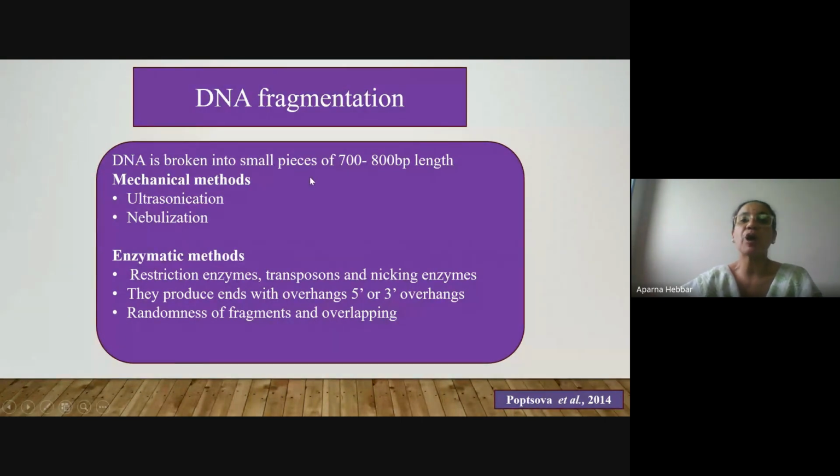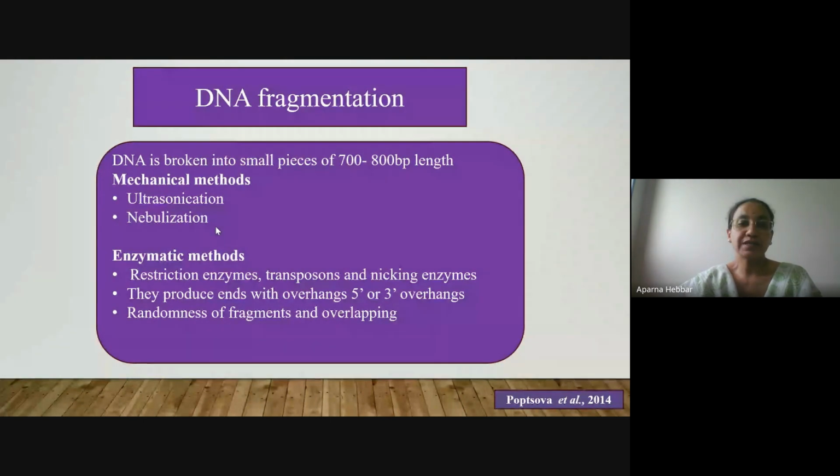Then coming to the first step, that is DNA fragmentation. DNA is broken into small pieces of around 700 to 800 base pairs in length. There are two breaking methods: mechanical and enzymatic. Two mechanical methods are involved: ultrasonication and nebulization. In ultrasonication, high frequency sound waves are used to cut the DNA into smaller pieces. In nebulization, high flow air breaks the DNA into small pieces while it is passed into a nebulizer by high pressurized air.